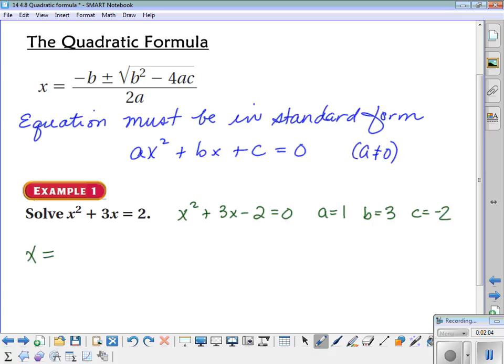X equals negative b. So negative b is going to be negative 3. Plus or minus b squared, so 3 squared. Minus 4ac, so 4 times 1 times negative 2. All over 2a, so it's over 2 times 1.